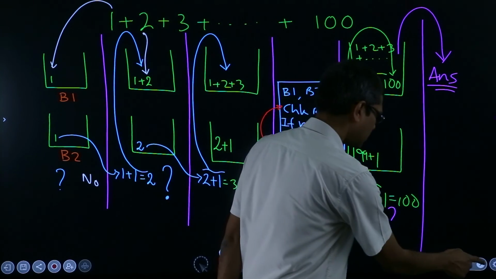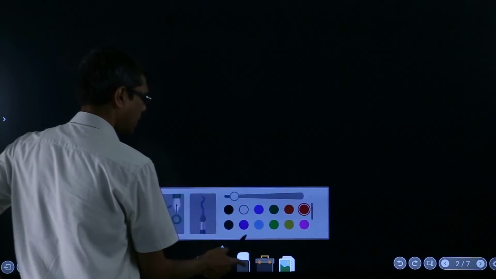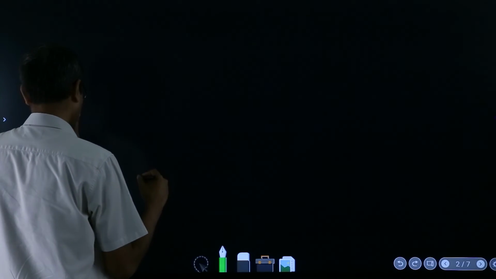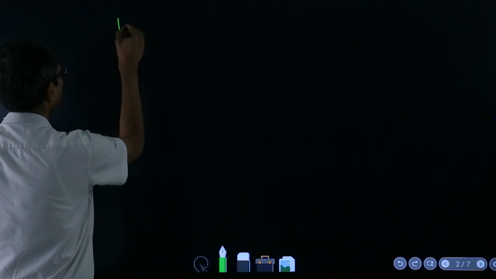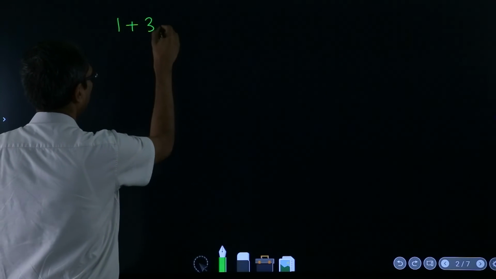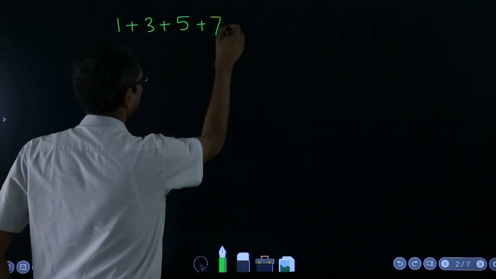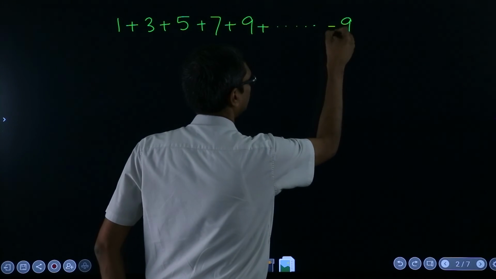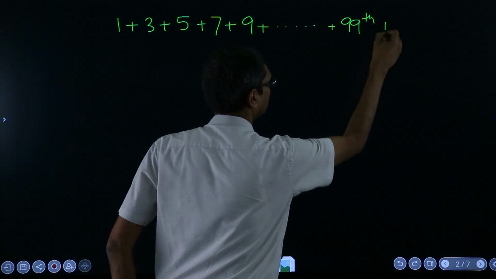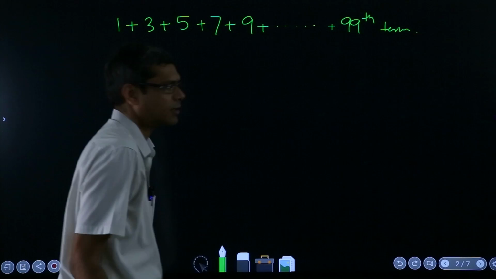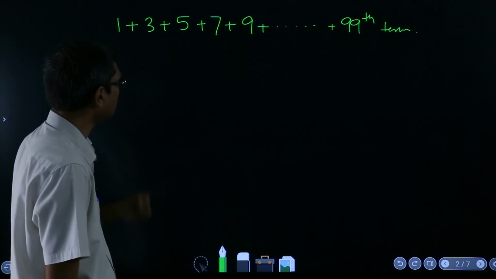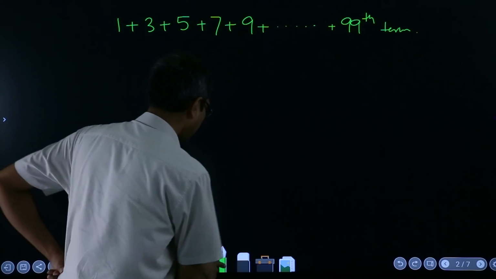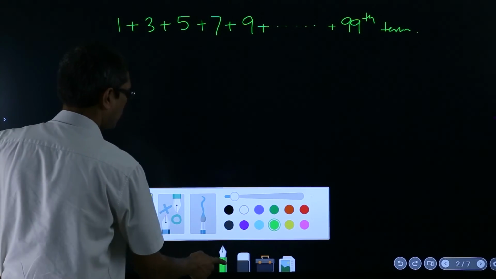Now suppose instead of this we have a problem of adding 1 plus 3 plus 5 plus 7 plus 9 and so on, up to the 99th term, whatever that is. How would you do that?